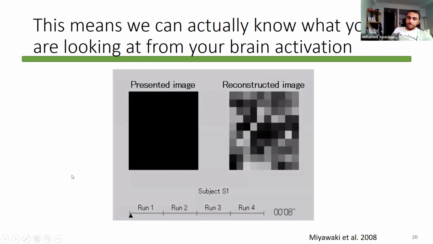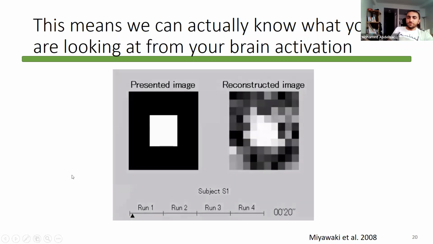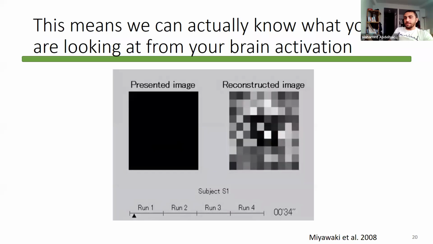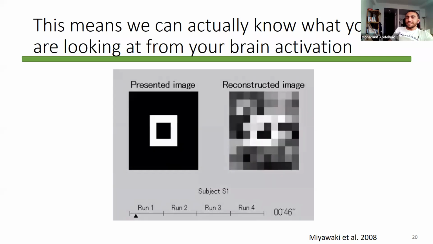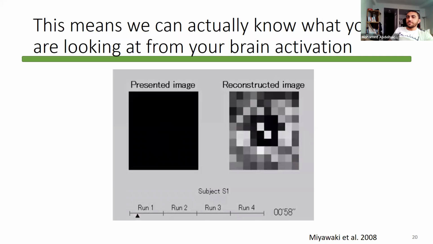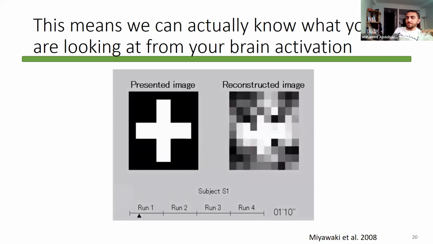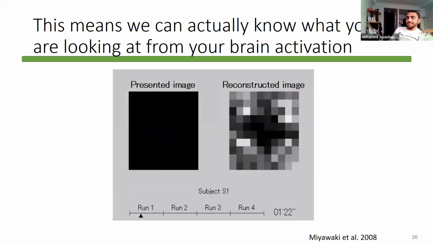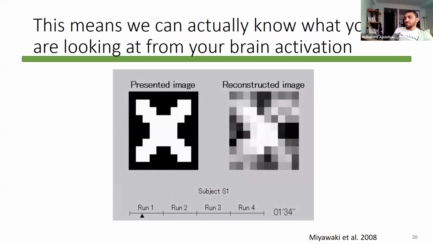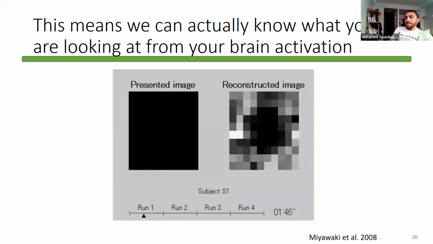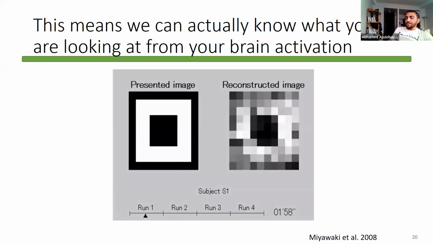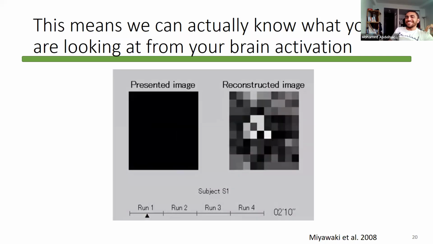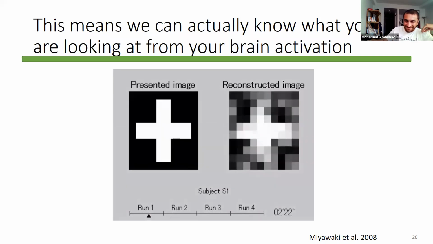So you can see here in the video, you present this image of a square and then you get a reconstruction of it. And the same thing, you start to present different images and you can see the reconstruction. It's not as good for every type of image, but it is relatively good. And it was something out of this world for the time.